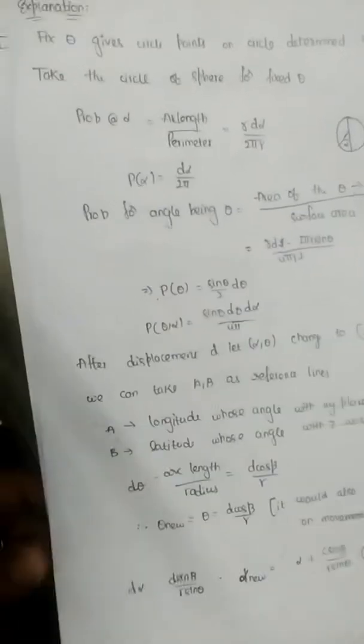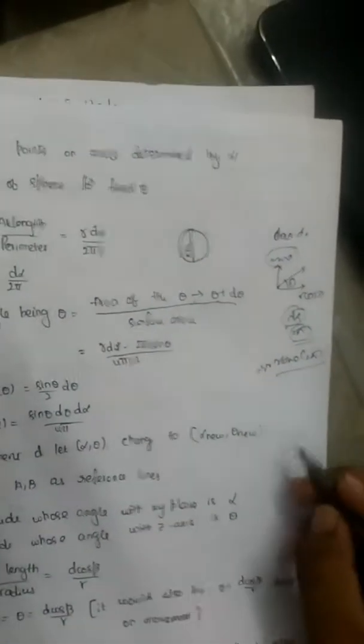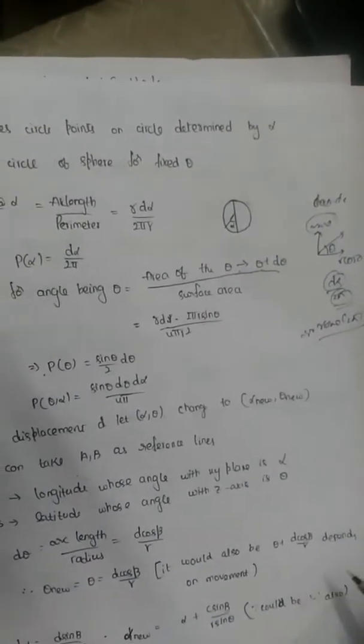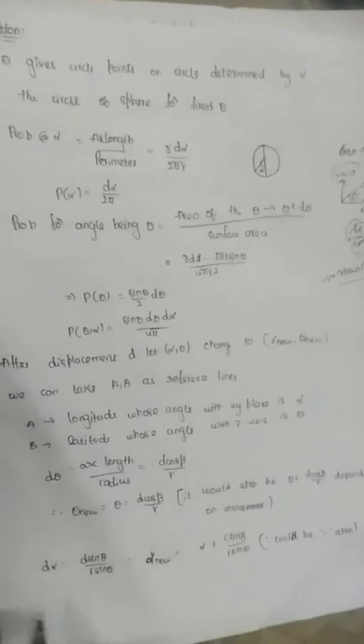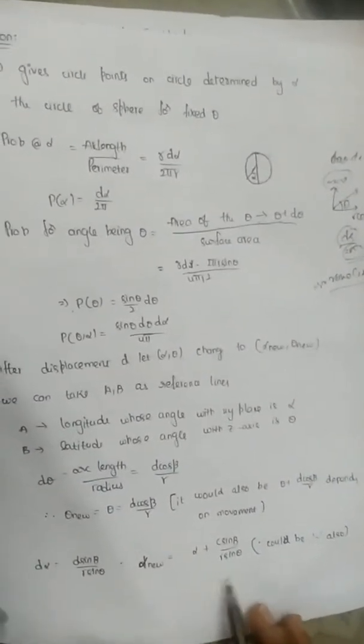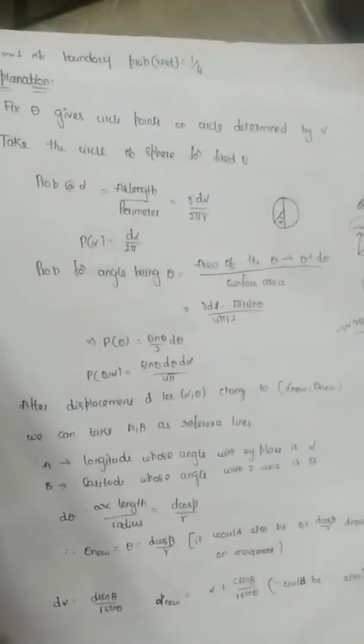It would also be, because if the length changes, the theta and alpha change in similar directions, so it would also be d theta plus or minus, depending on the movement. D alpha is equal to d sin beta by r sin theta. Alpha nu is equal to alpha plus d sin beta by r sin theta. Then it could be a minus also, like it can move in both directions, so we can consider both directions.